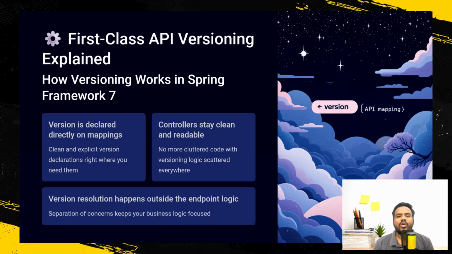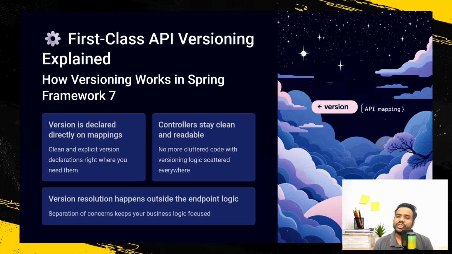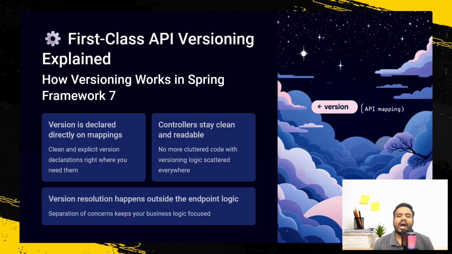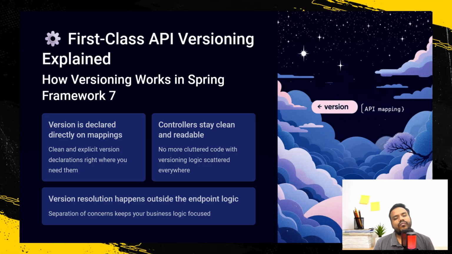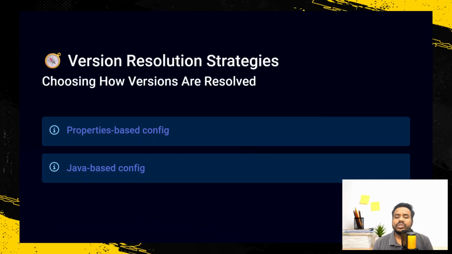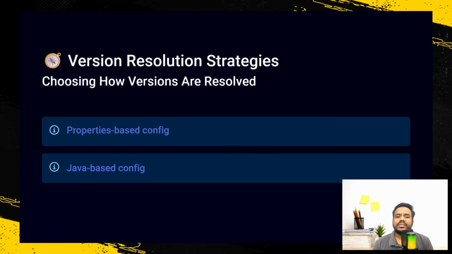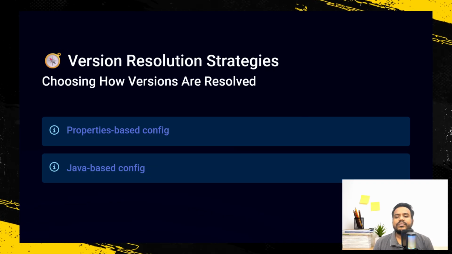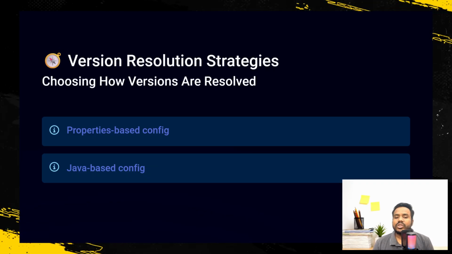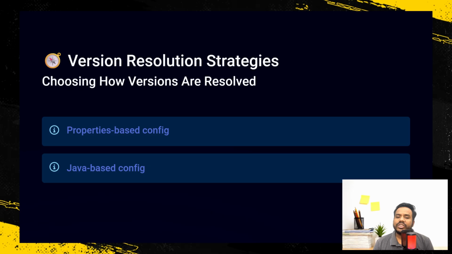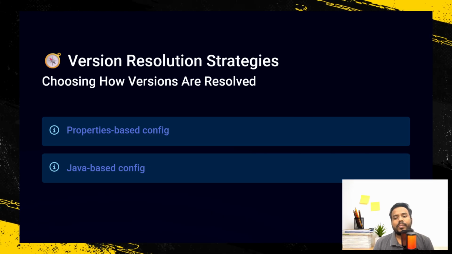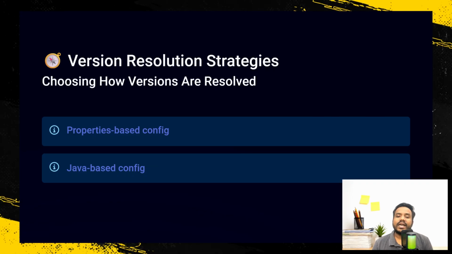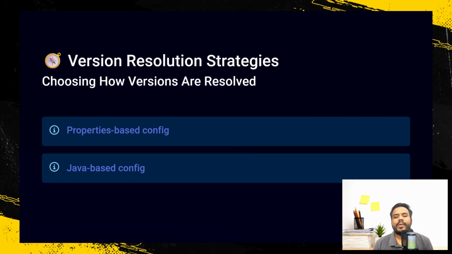This works in combination with ApiVersionConfigurer, which gives you complete control over how that versioning is resolved from the incoming request. So let's talk about configuration options. You have two primary approaches to configure how Spring resolves these versions. The first one is property configuration. Using application.properties or YAML, this is the fastest way for simple strategies like headers or query parameters.